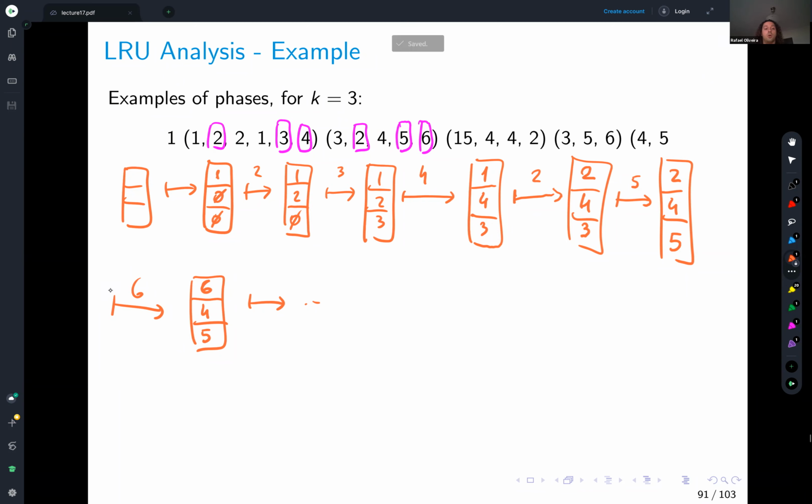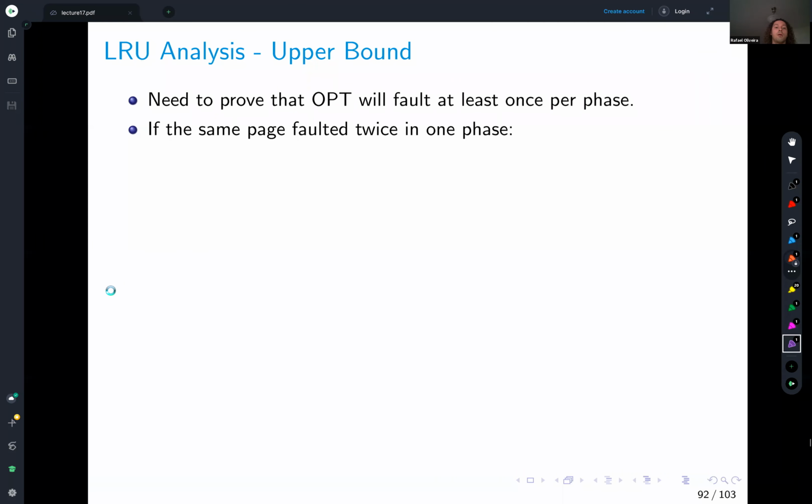All right, great. So now you can see how the cache is evolving in this example, and you can see the example of phases. So we always have 3 misses per phase. Then again, we need to prove that OPT will fault at least once per phase. So here we have 2 cases. There are 2 things that can happen in a phase.